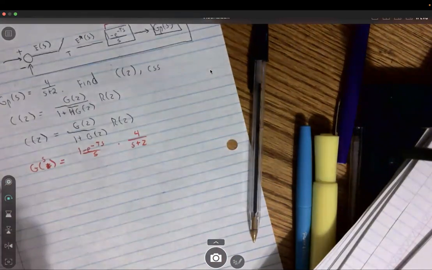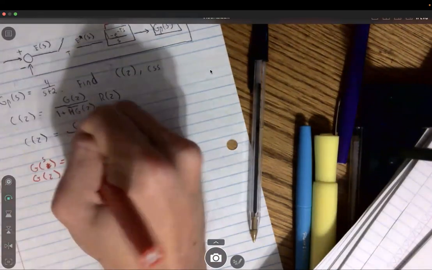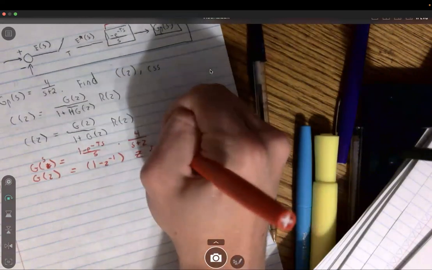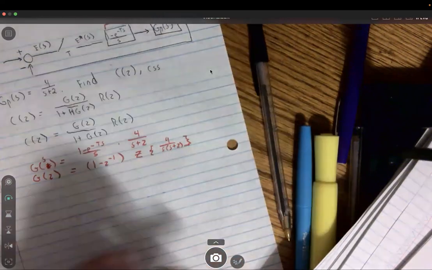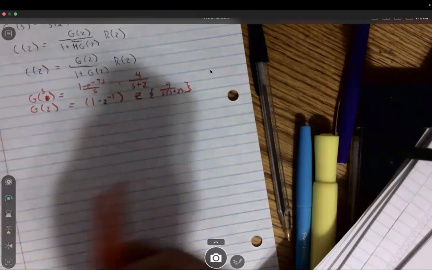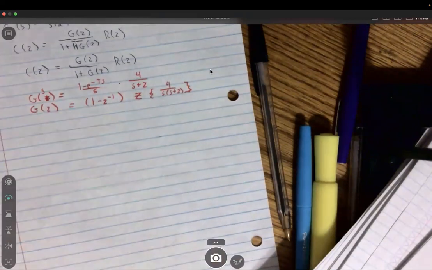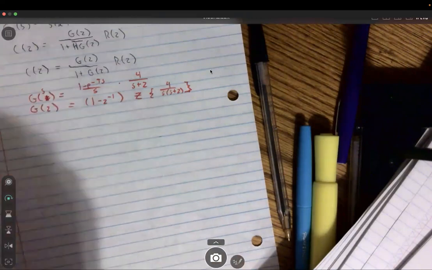So when we find our G of Z, it's going to be 1 minus Z to the negative 1, times the Z transform of 4 all over S times S plus 2. Now we have our G of Z and we have to evaluate this. Remember, you have to evaluate it at the residues, do the star transform.